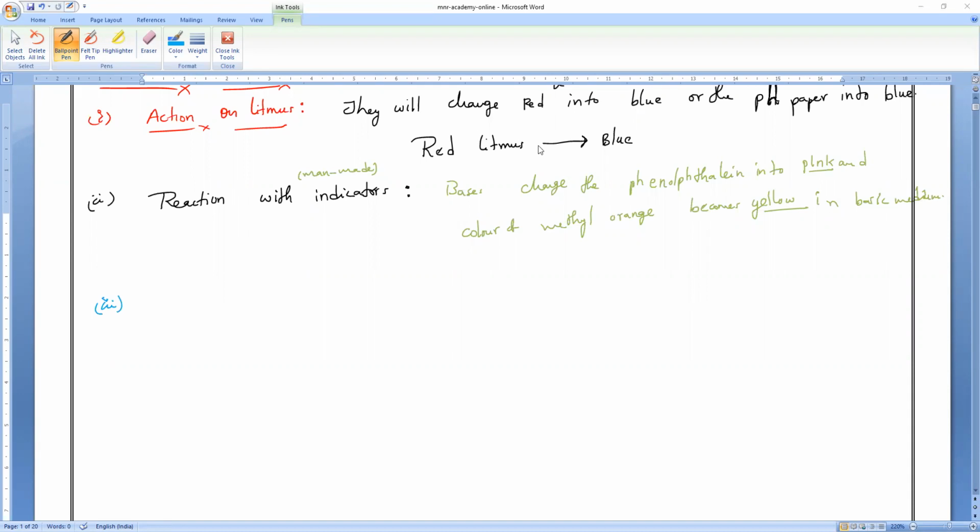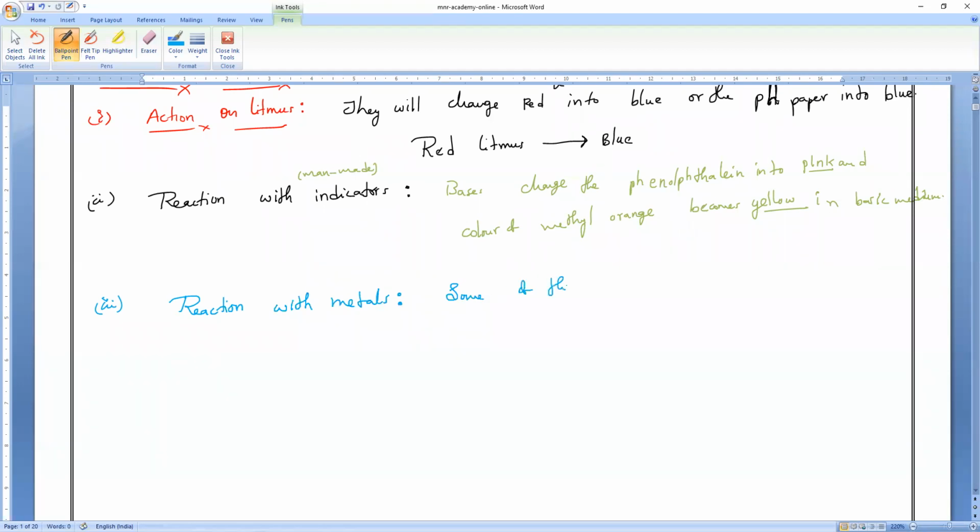The same way, bases also react with the metals, but basically only strong alkalis. Weak bases cannot. Only strong alkalis react with metals and give you salt as well as hydrogen gas. But remember, only strong alkalis can show the displacement reaction with the metals, and that too not all metals, only very few metals.